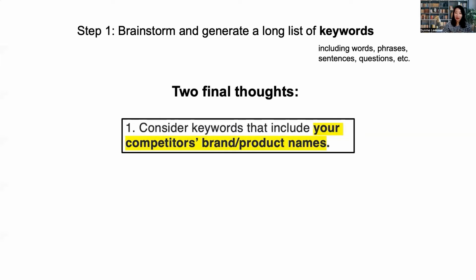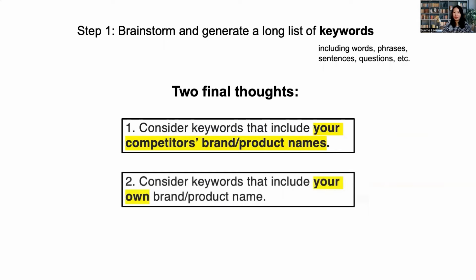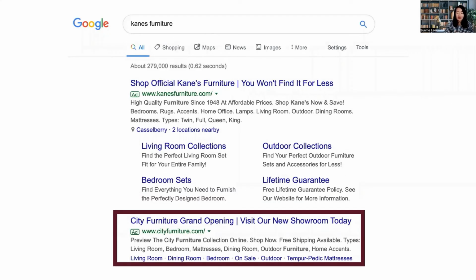And that's my final thought. The other thought is, it also makes sense for you to consider keywords that include your company name or brand name. So let me show you what actually happens. In this case, King's Furniture bid on their own brand name. What if they don't bid on their own brand name or company name? Their competitor, like here, City Furniture, will become the number one result, and they have the risk of losing their customers to their competitors. And that's why this makes sense. That's the rule of thumb.